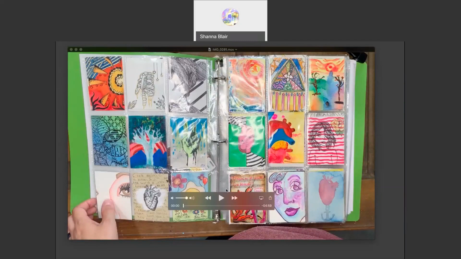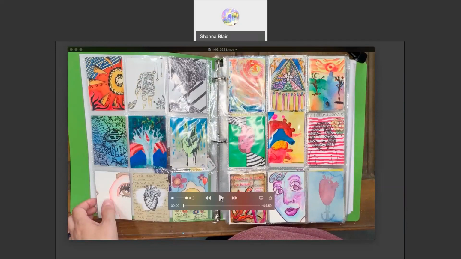So in this video, I am simply flipping through the binder of artist trading cards that have been collected over the years. Typically, when we're in school, I ask that you guys trade away your cards as part of the lesson of understanding what it's like to put your heart and soul into a work of art and then to let it go out into the world.